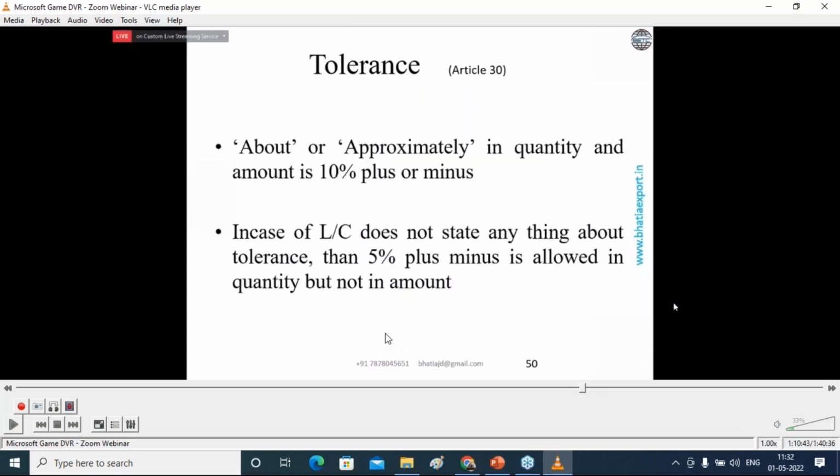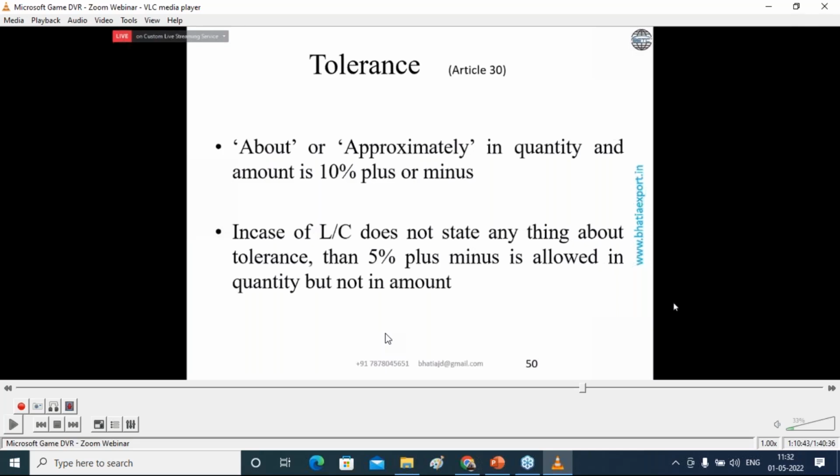Here again, some important aspects. Let us understand tolerance. Sometimes tolerance is mentioned. If not mentioned, then what is the meaning? Sometimes we mention "about". About means it is around, say plus or minus 10%. That is approximately, or about, that is the meaning. So the exact quantity you can't know.